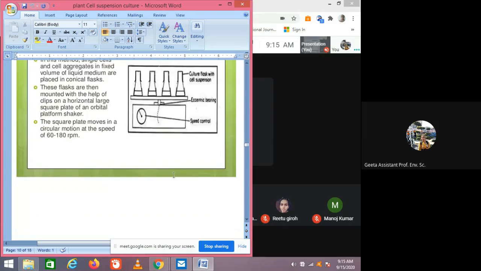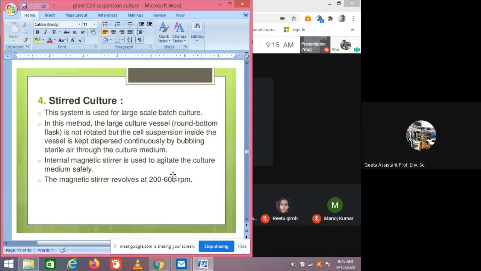Then comes the stirred culture. This system is used for large scale batch culture. स्टायर में क्या रहेगा, आप उसको स्टायरिंग करते हो. मैग्नेटिक स्टायर जो हम यूज करते हैं, इंटरनल मैग्नेटिक स्टायर हम यूज कर लेते हैं, मैग्नेटिक स्टायर पे इसको रख देते हैं. इससे क्या रहता है कि वो जो है सस्पेंशन जो है वो उसमें मिक्सअप प्रॉपरली हो जाता है.